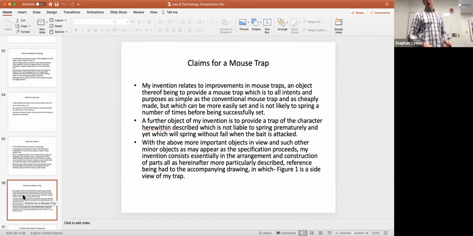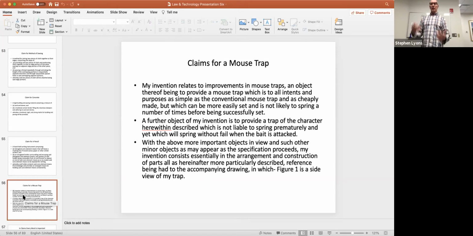Here's a claim for a mousetrap. I won't go through the whole thing, but again, this comes right off a patent for a mousetrap, and it describes in boring, straightforward, clinical terms exactly how the mousetrap works. And that's the way to describe it.